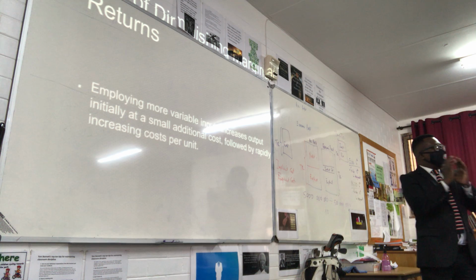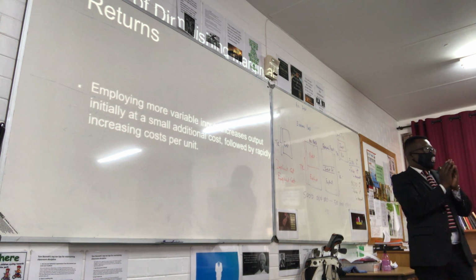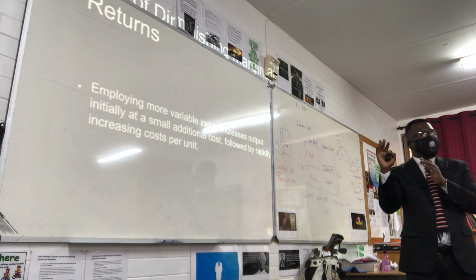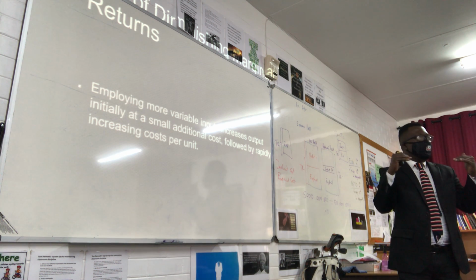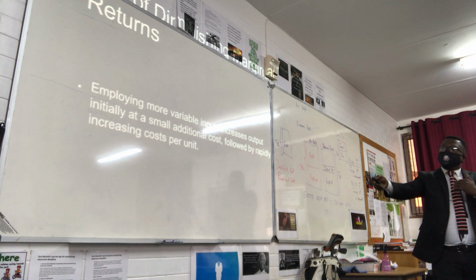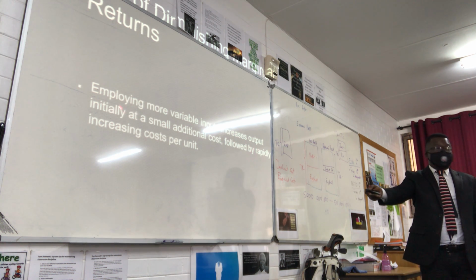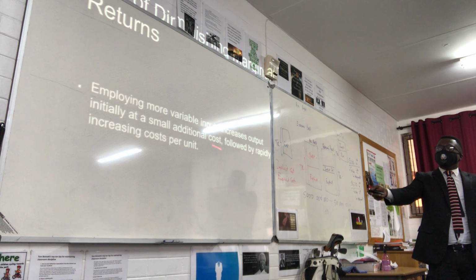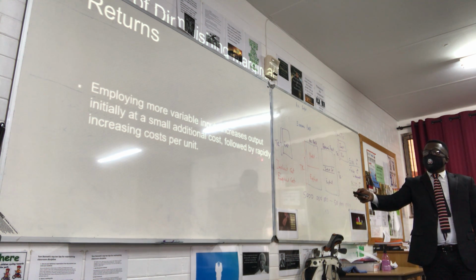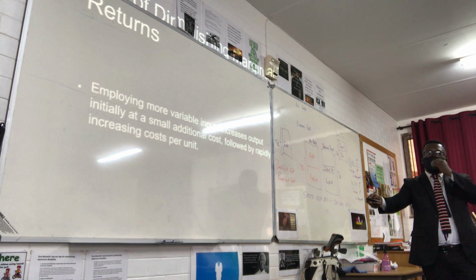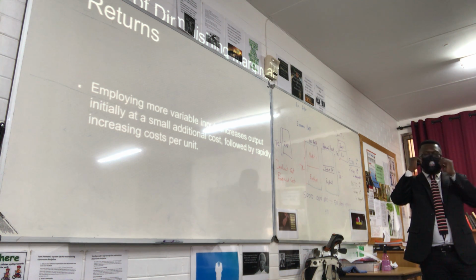Basically this says, please think about the graph that we did yesterday. While I read this, think about that graph. Employing more variable inputs increases outputs initially at a small additional cost, followed by rapidly increasing cost per unit. I'm going to read that again.